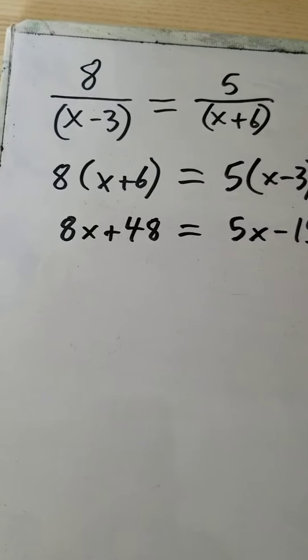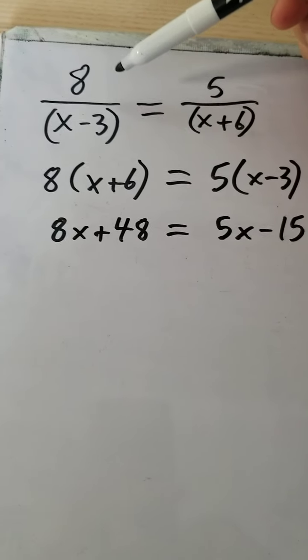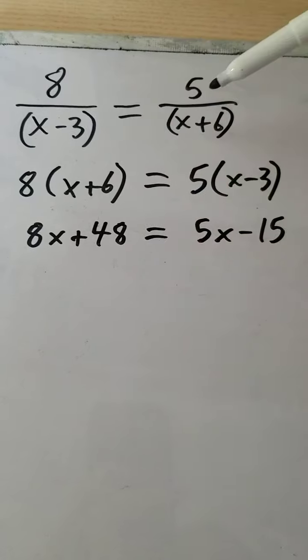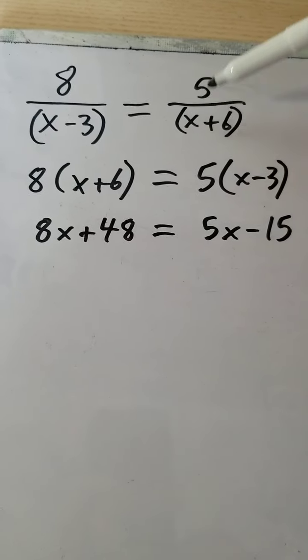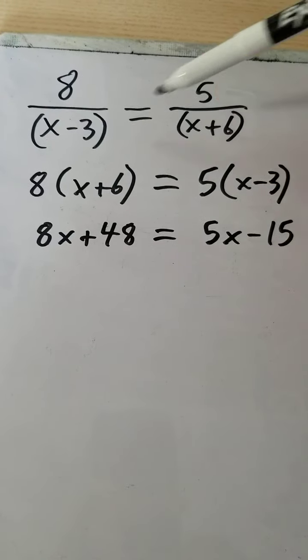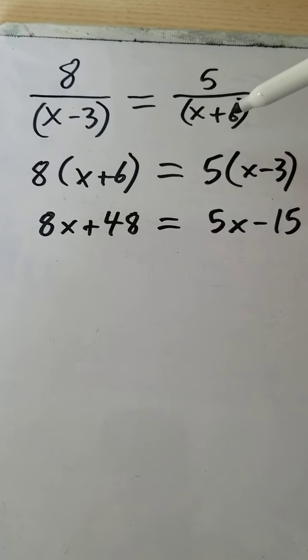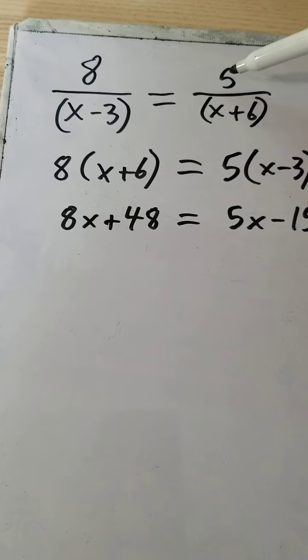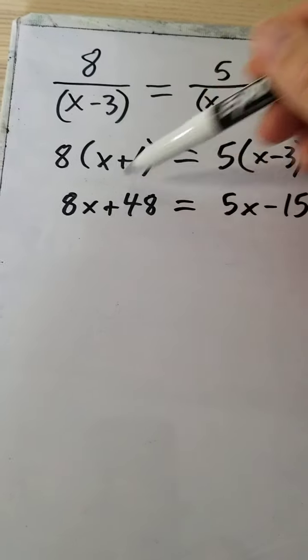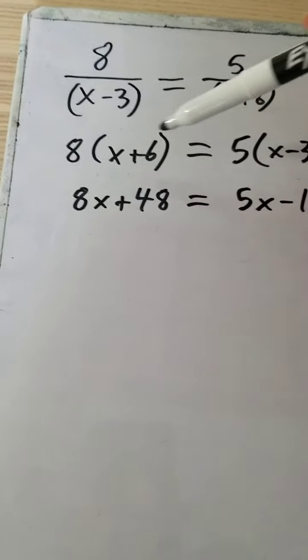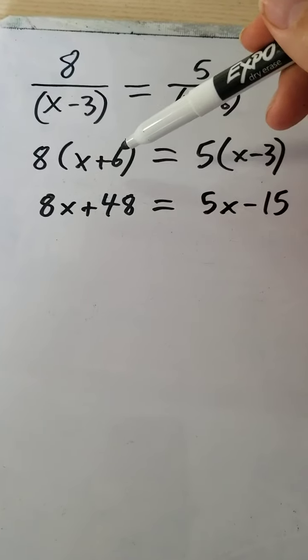So you started with this question, right? You had a number over this x minus 3 and a number over this x plus 6. So you knew that there was cross multiplication. That was perfect. So you took the 5 and multiplied it by that here, and you took the 8 and multiplied it by that here. That's perfect, right? Then you also did the next step perfectly.